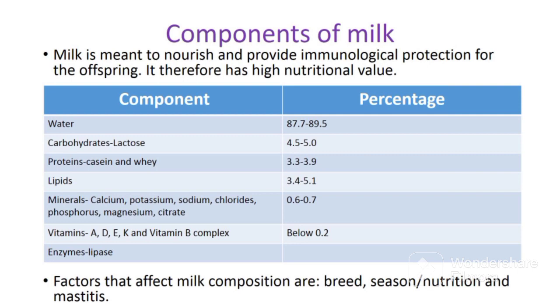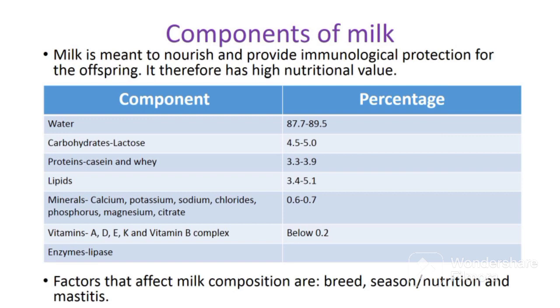The next component is minerals. Under minerals, we have calcium, potassium, sodium, chlorides, phosphorus, magnesium, and citrate. And the general percentage of minerals in milk is between 0.6 to 0.7. The next component is vitamins. Under vitamins, we have vitamin A, D, E, K, and vitamin B complex. And the percentage of vitamins is below 0.2. Finally, we have traces of enzymes like lipases. Percentage of each component may vary from one animal to another.